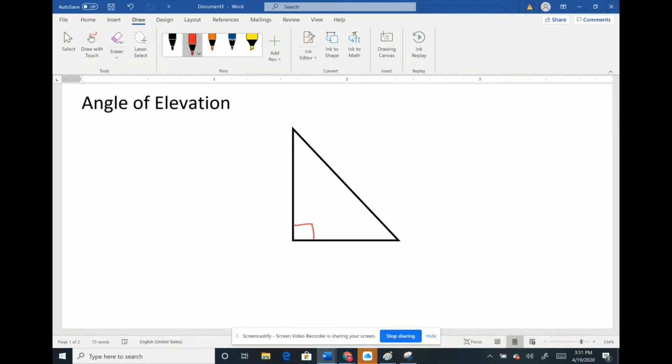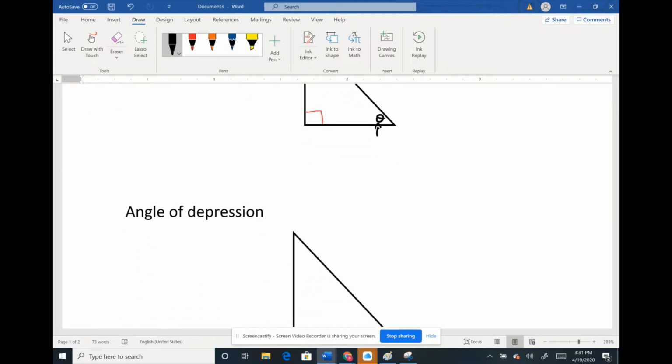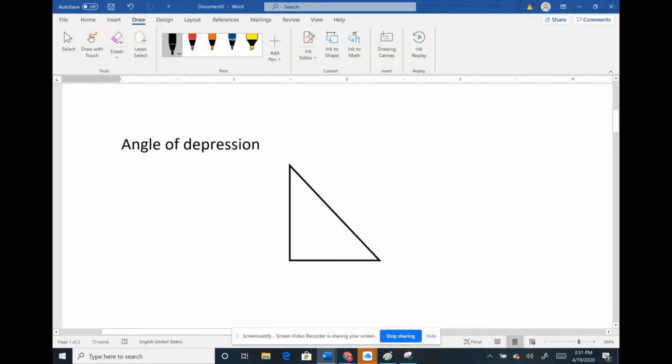Okay, now the angle of elevation would be this angle right here. That angle right there would be the angle of elevation. So if it says the angle of elevation is 30 degrees, this angle right here would be 30 degrees. If they said 60 degrees, that angle there would be 60 degrees. Okay. Angle of depression is a little bit trickier.